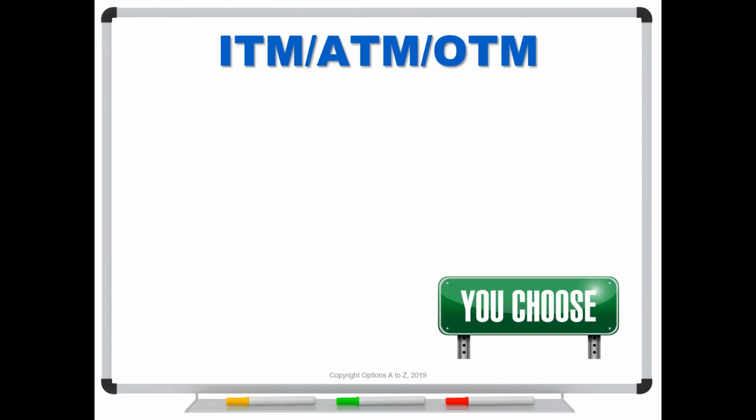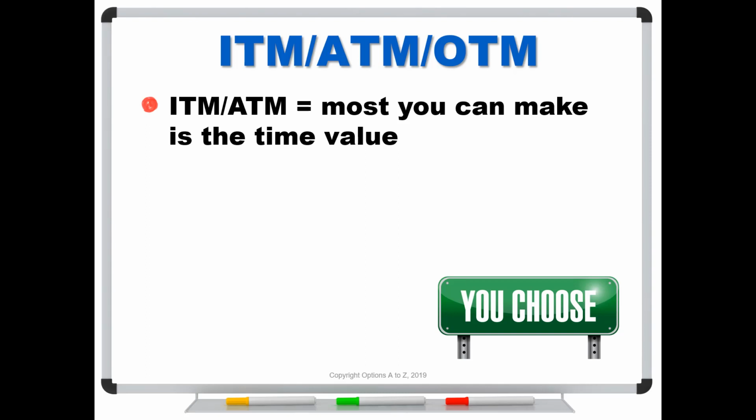Well, generally speaking, you've got three basic categories. You have in the money, at the money, and out of the money. If you sell an in the money or an at the money, the most you can make is the time value. Yeah, that option might have a very big price on it, but a lot of that is also intrinsic value, and that is not contributing to the strategy. So remember, in the money and at the money, the most you make is the time value.